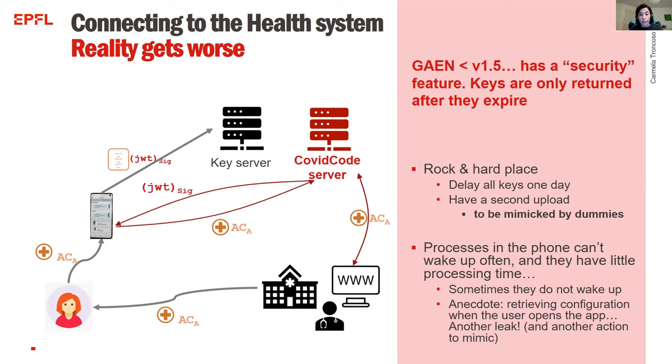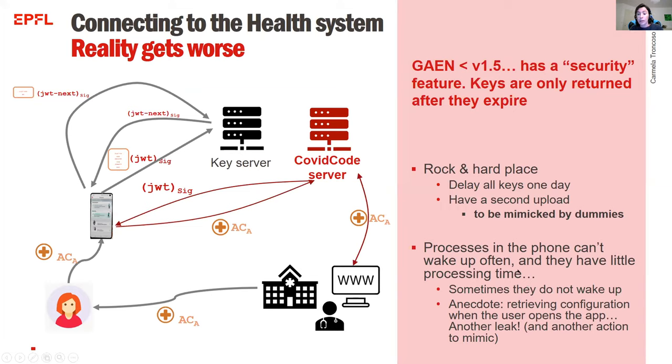Either we delay every key by one day, and then we defeat the purpose of the application, which is to be fast, or we have a second upload. And that's what we did. So whenever you upload something, you receive another token that you receive again. But now this needs to be mimicked again by the dummies. So we needed to redesign our system again to take into account whatever the libraries we build on decided to do without our own input.